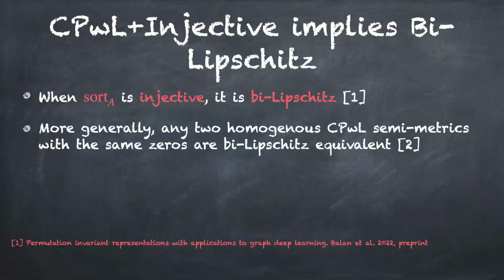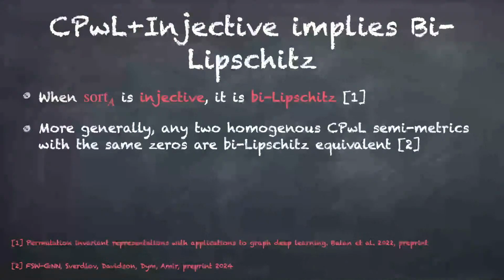Again, there's a more general tool you can use, which says that if you have any two homogeneous continuous piecewise linear semi-metrics with the same zeros, then they'll be Bi-Lipschitz equivalent. Maybe this is a mouthful right now, but what I'm trying to say is that we found this useful for other things. It's some sort of general thing: if you have two continuous piecewise linear metrics, they'll be Bi-Lipschitz equivalent. So it's something inherent in the continuous piecewise linearity.